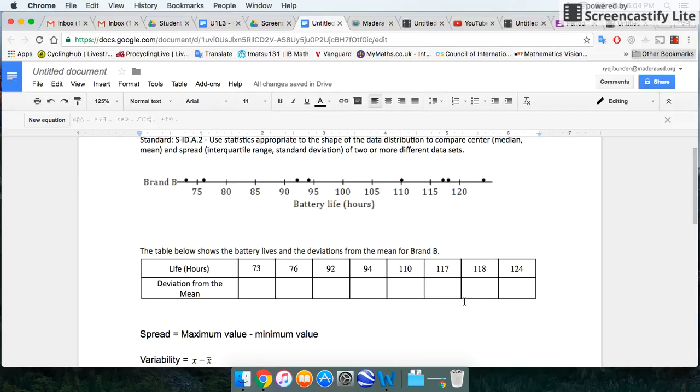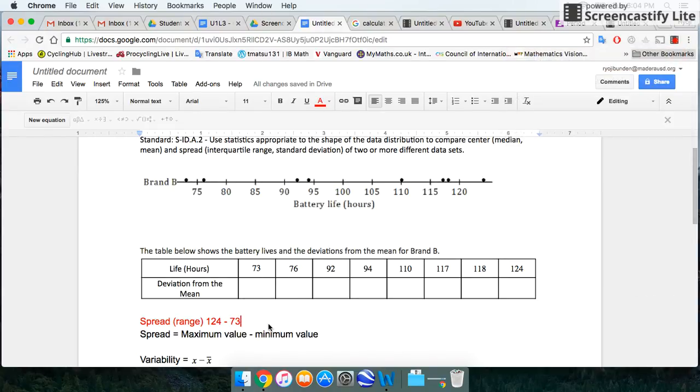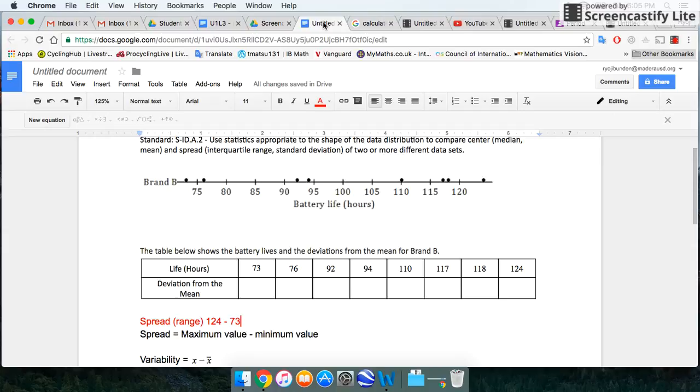So I want to know how spread this data is, right? For spread, we also call this range. It's going to be the maximum value minus the minimum value. So in this case, it's 124 minus 73. If we go to our calculator, 124 minus 73 equals 51.